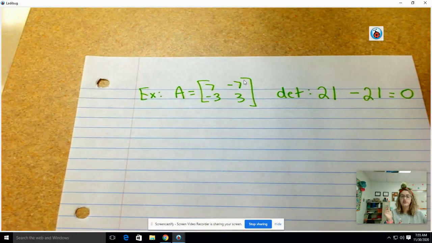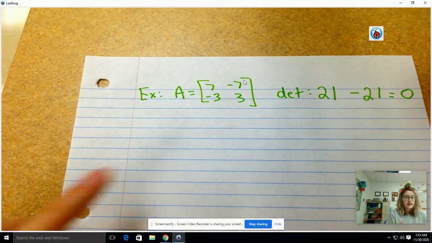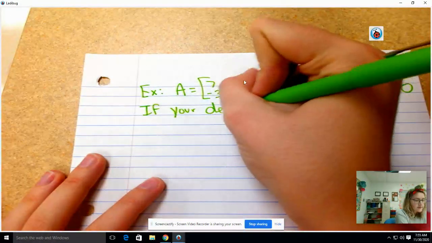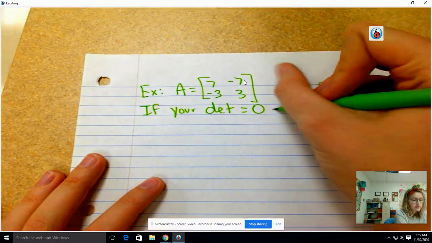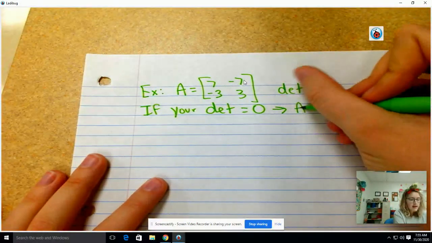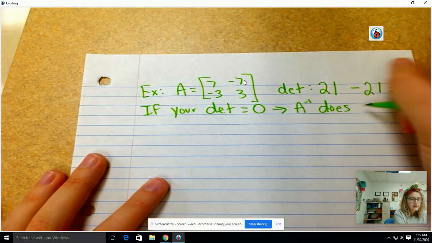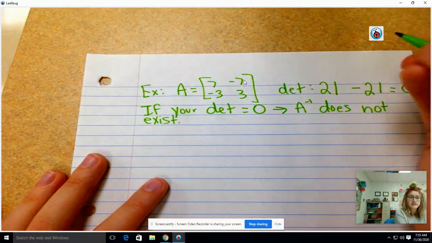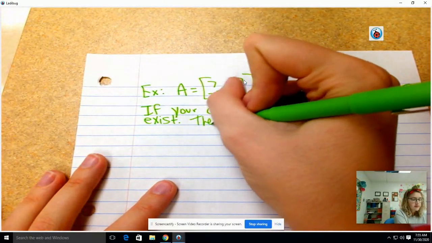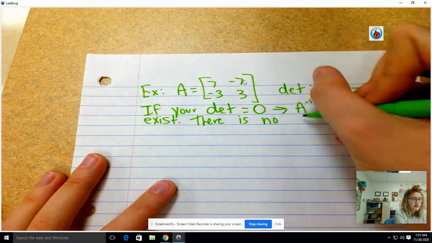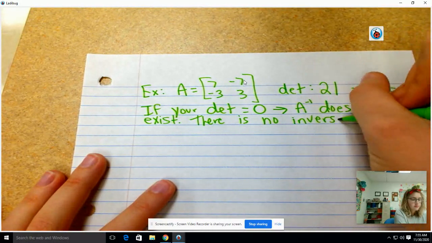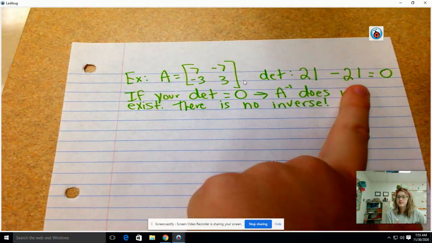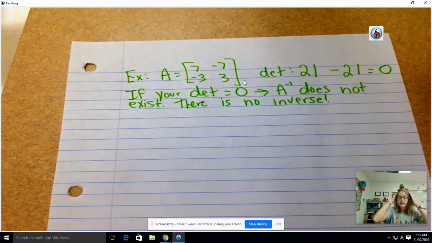So this is like the major rule when you're doing matrices and inverses. If your determinant equals 0, A to the negative 1 does not exist, which essentially means there is no inverse. So when you're doing these, if you get a determinant of 0, you can go ahead and stop right there. That tells you that there is no inverse.